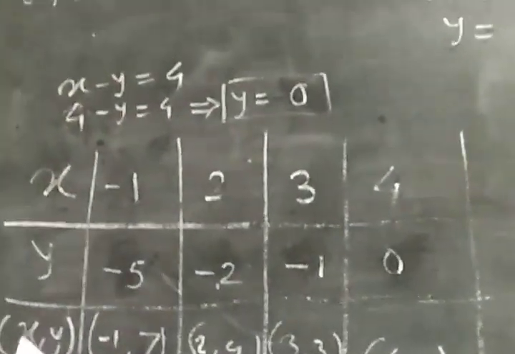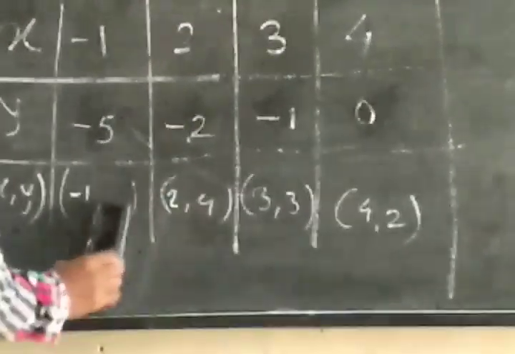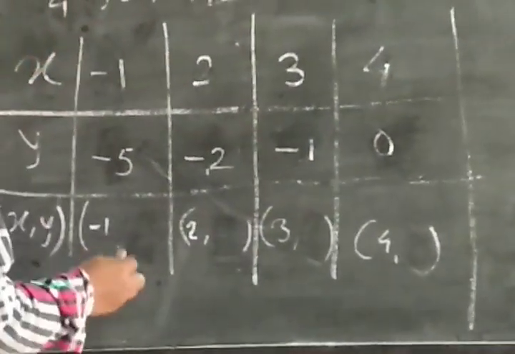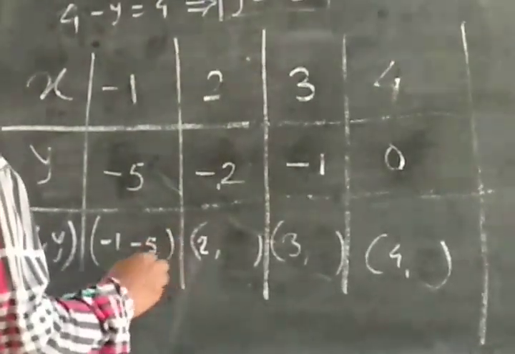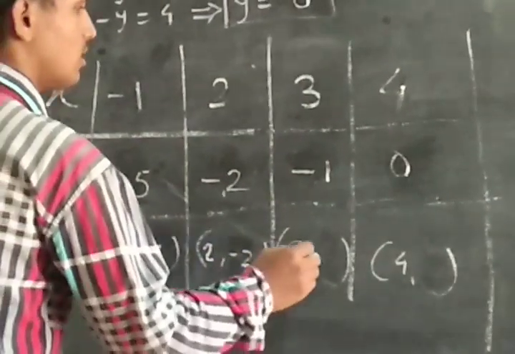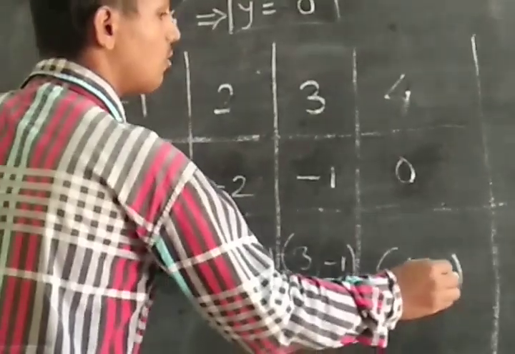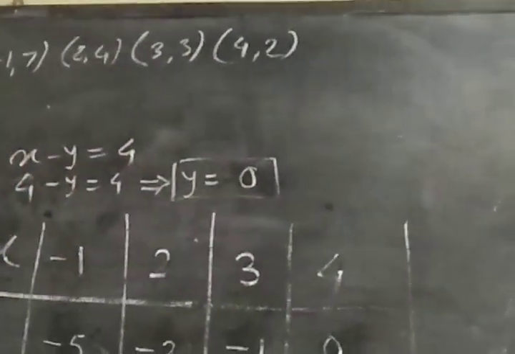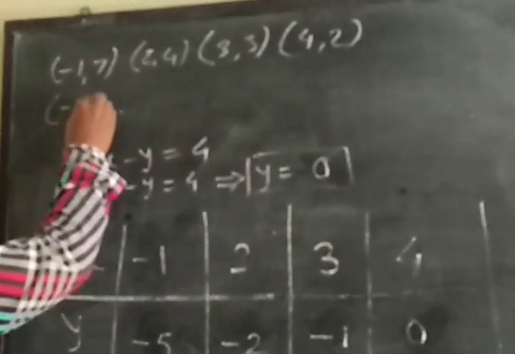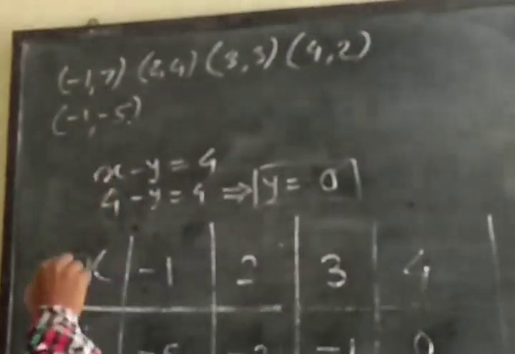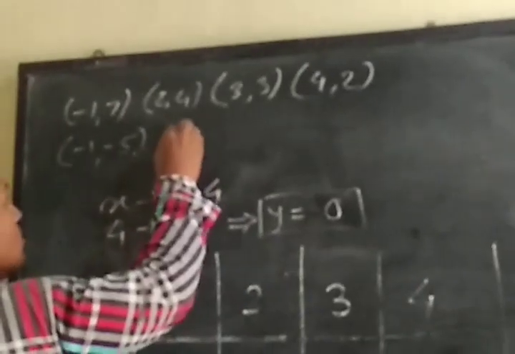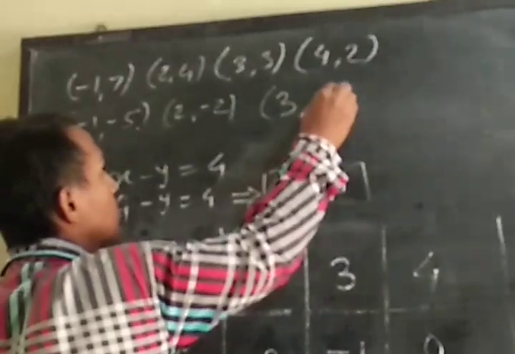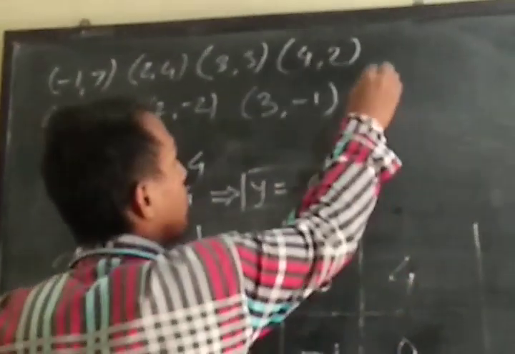So therefore we will get another set of xy coordinates: minus 1, minus 5; 2, minus 2; 3, minus 1; and 4, 0. So the other set of points for the second equation is minus 1, minus 5; 2, minus 2; 3, minus 1; and 4, 0.